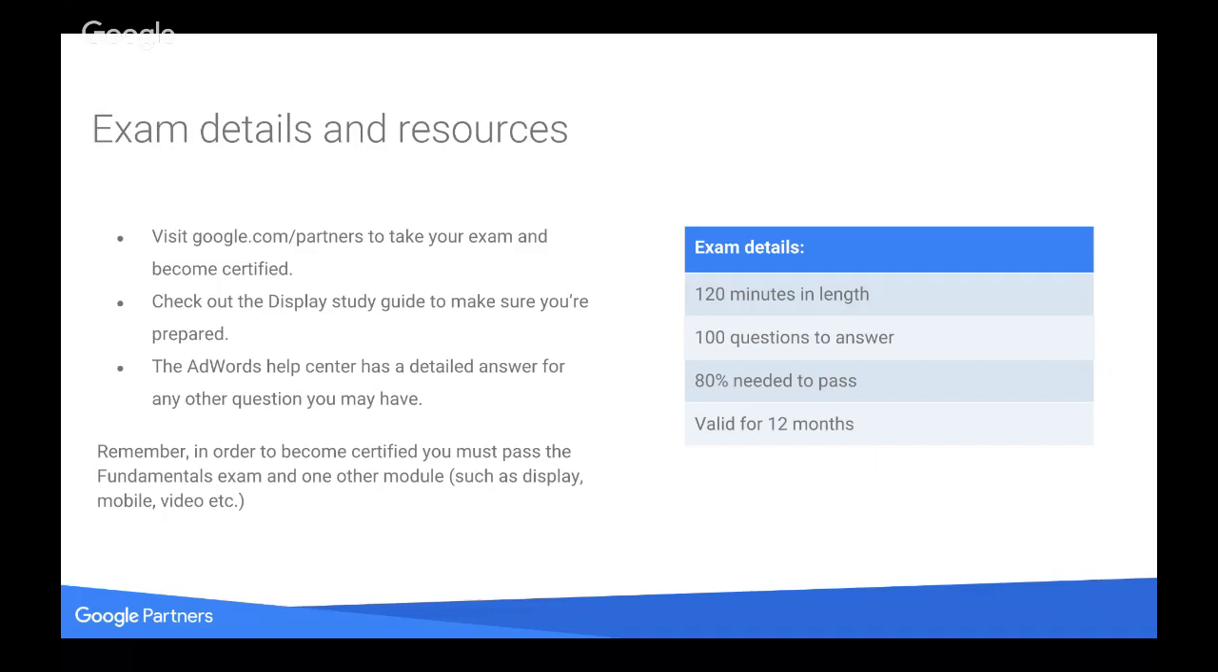With that, we're at the end of this hangout. The exam details are that the exam is 120 minutes in length. You have 100 questions that you need to answer, and you need 80% to pass. You can visit the partner's site to get certified immediately on the display network. And also, we will be emailing over a pack or a set of resources that you can go over and help get prepared for the exam.